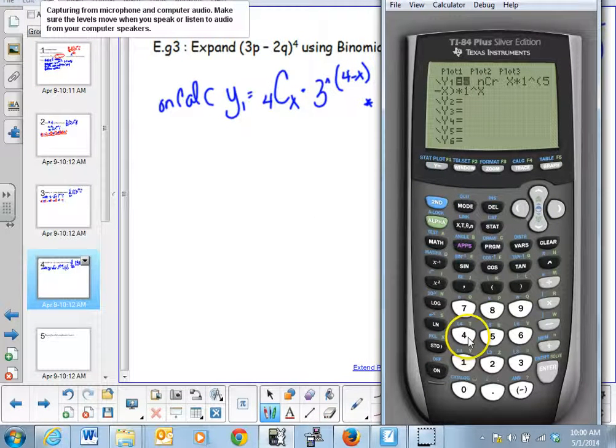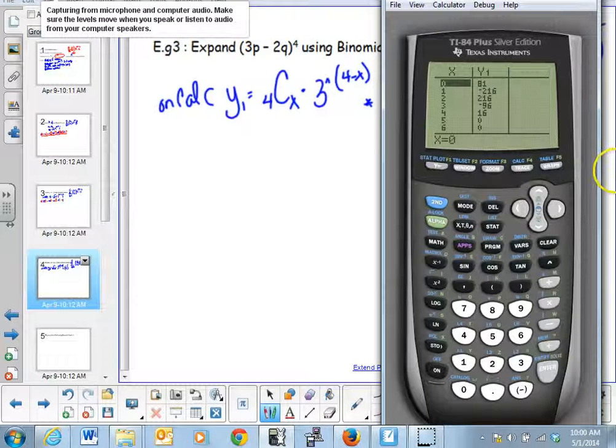Okay, let's see if I can cheat a little. 4 combinations taken x times, 3 to the 4 minus x power, and then here I need parentheses around my -2 to the x power. Okay, go to my table and let's pluck out the coefficients.